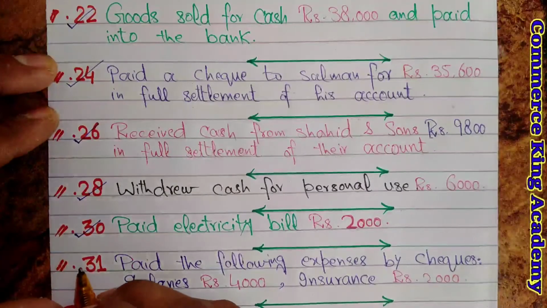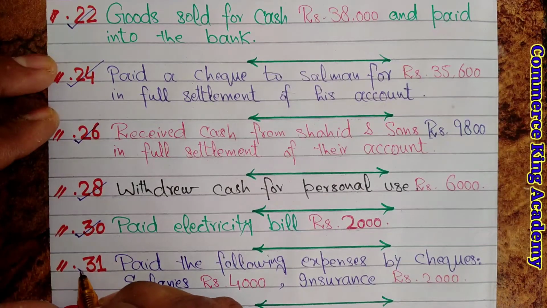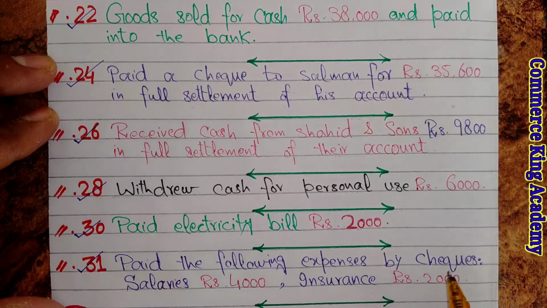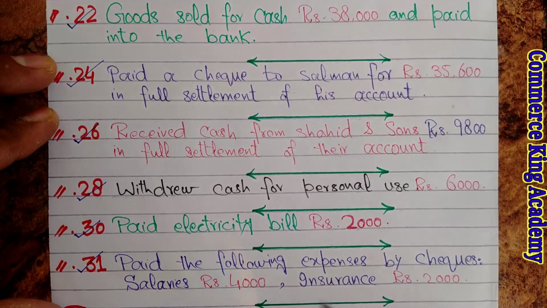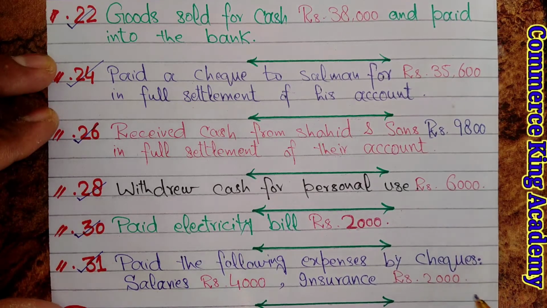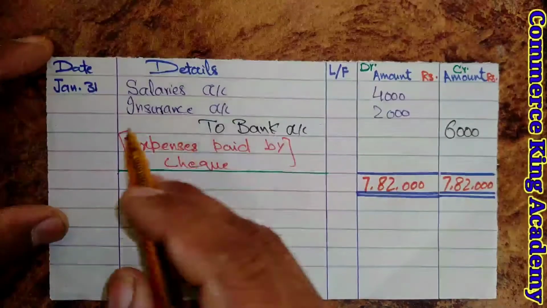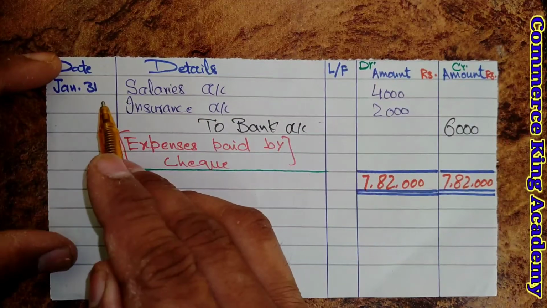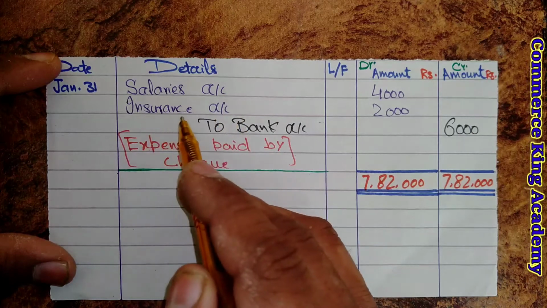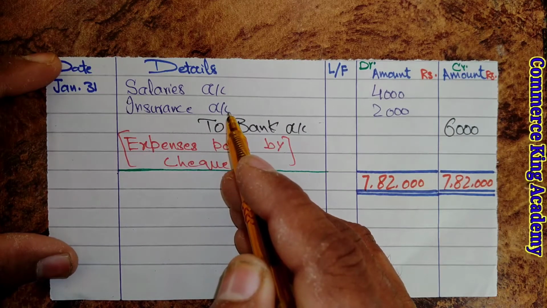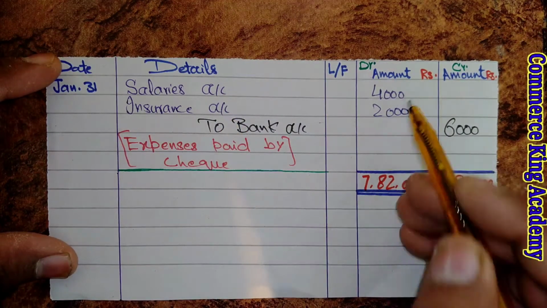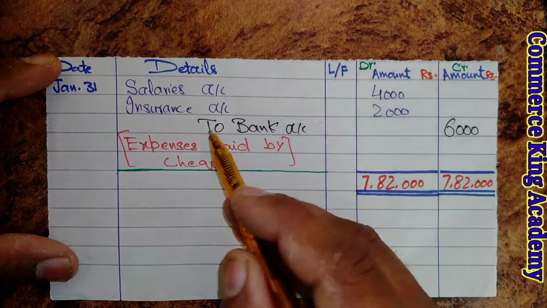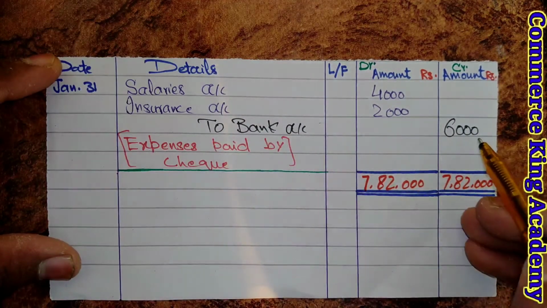Next and last transaction held on Jan 31st, which is paid the following expenses by check. Salaries amounted 4,000 rupees, insurance expense 2,000 rupees. This is a very simple entry, which is Jan 31st, salaries account debit, also insurance expense account also debit, amounted salaries account 4,000, insurance account 2,000, against bank account credit, which is 6,000 rupees.